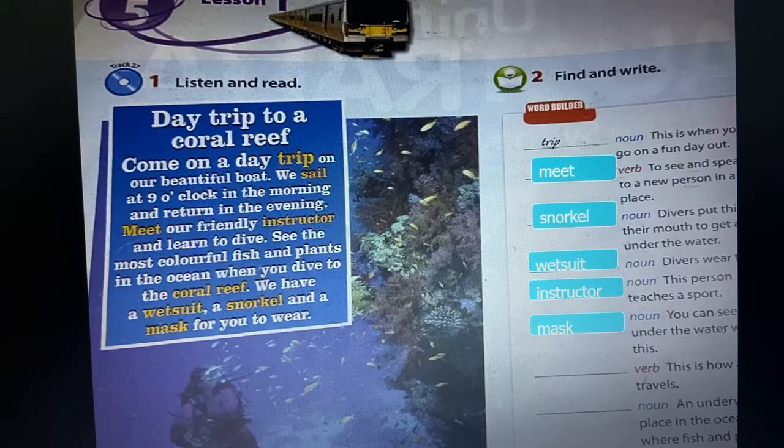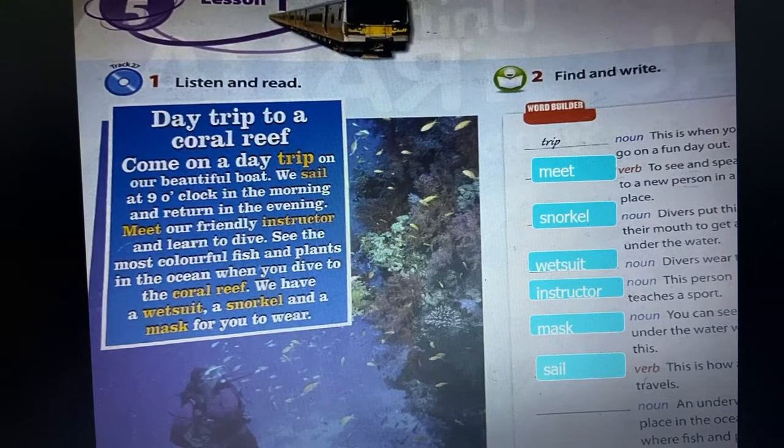The next word is a verb. This is how a boat travels. It is a sail. Sail. So the word sail is how a boat travels. And let's move to the last word.